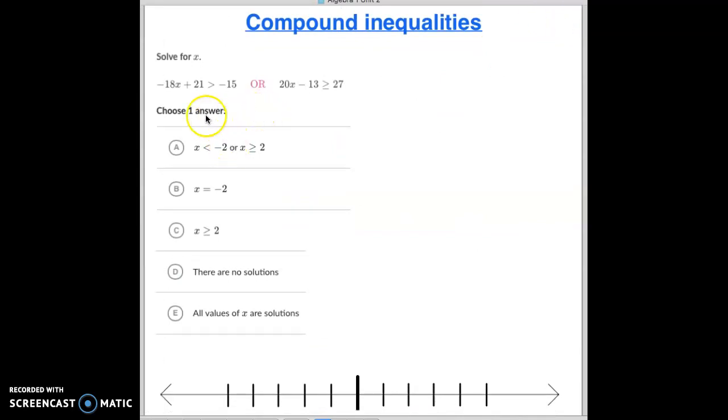All right, so on this one, we're going to first solve this side of the equation. So I'm going to subtract 21 from both sides first. So we have negative 18x is greater than negative 36. And then we're going to divide by negative 18. Remember, when we divide by a negative, the inequality will flip. So it's x is less than, and negative 36 divided by negative 18 is positive 2. So x is less than positive 2.